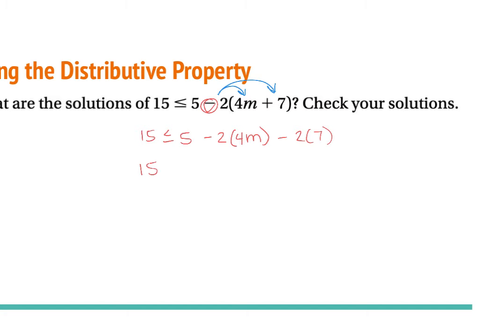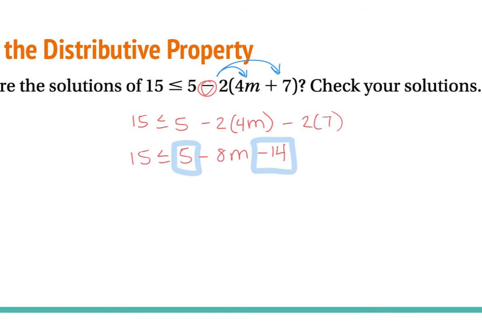So it's going to be 15 is less than or equal to 5. Negative 2 times 4m is going to be negative 8m. And then negative 2 times 7 is minus 14. Now, in the previous problem, we had 2 terms with our variable in them. Now, I see we have 2 terms without the variable. We have the 5 and the minus 14. So we're going to combine those, okay? So this is 5 minus 14, which is going to give us negative 9. So we're going to get 15 is less than or equal to negative 8m minus 9, okay?